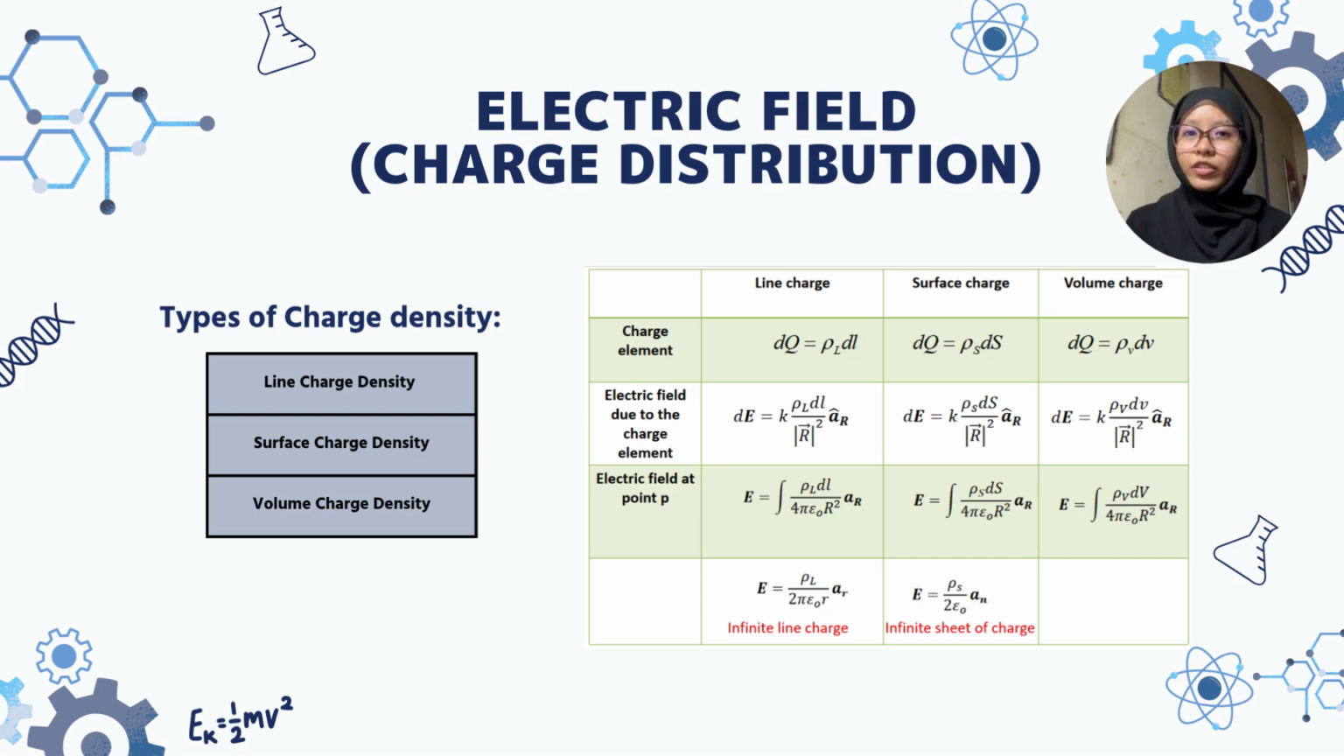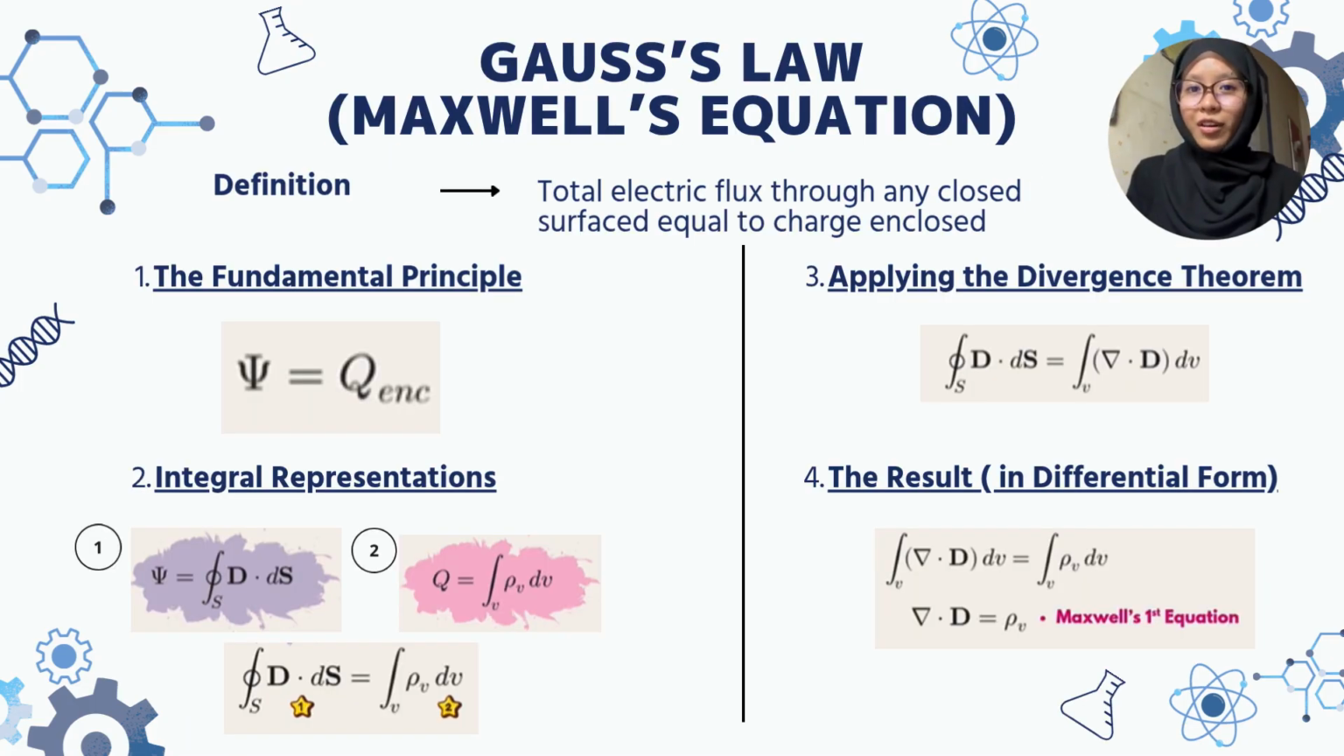We integrate the electric field contribution vector E across the respective elements using line charge density ρL, surface charge density ρS, or volume charge density ρV. Moving on to Gauss' law, which states that the total electric flux passing through any closed surface equals the total enclosed net charge.